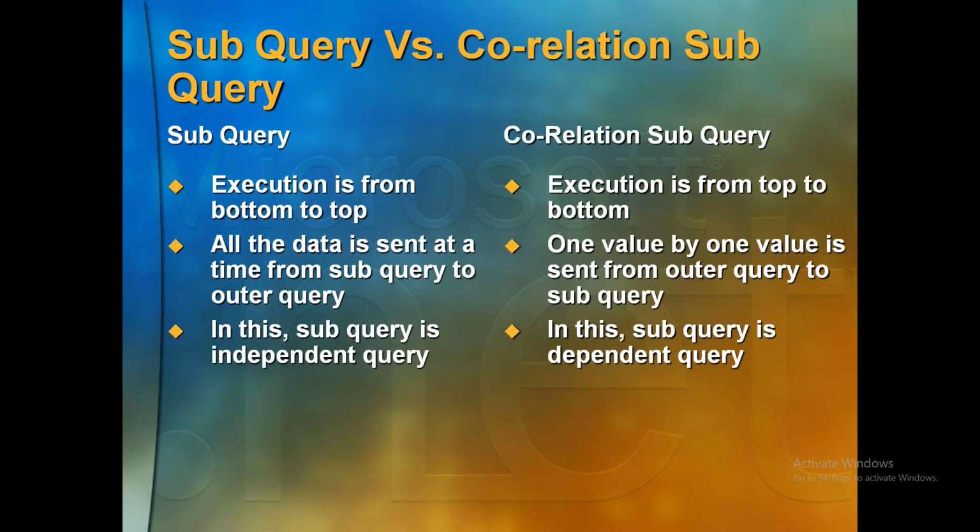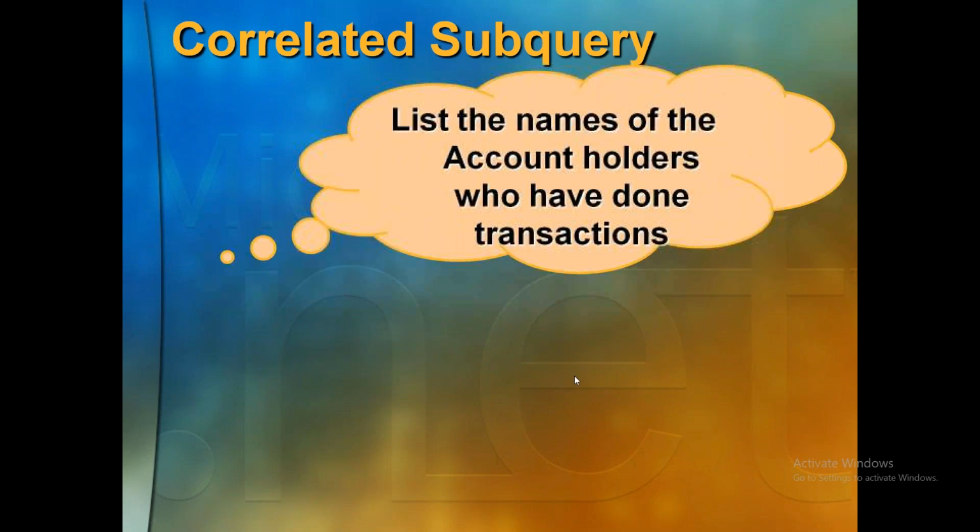So these are the two examples. And correlated subqueries are similar to the loop in a loop concept of programming languages. If you write a loop, value by value will come to the inner loop, right? So that is a simple thing that you should understand. Clear? I will give you one example. List the names of the account holders who have done transactions. I wanted to know who are the people who have done a transaction.